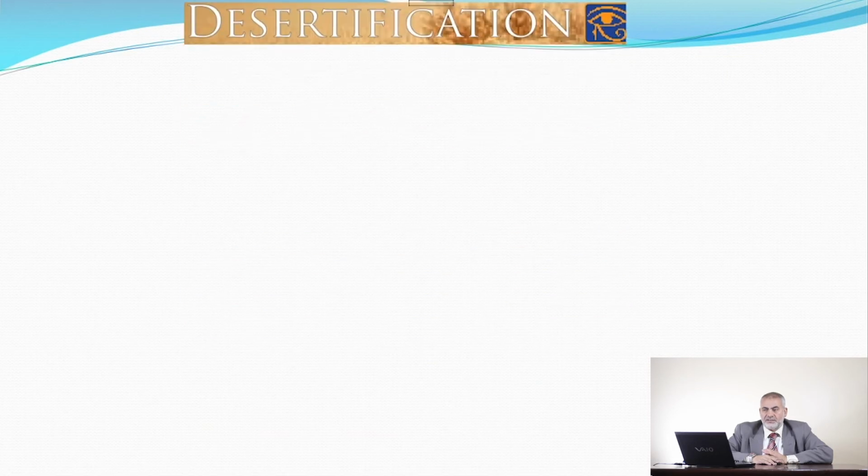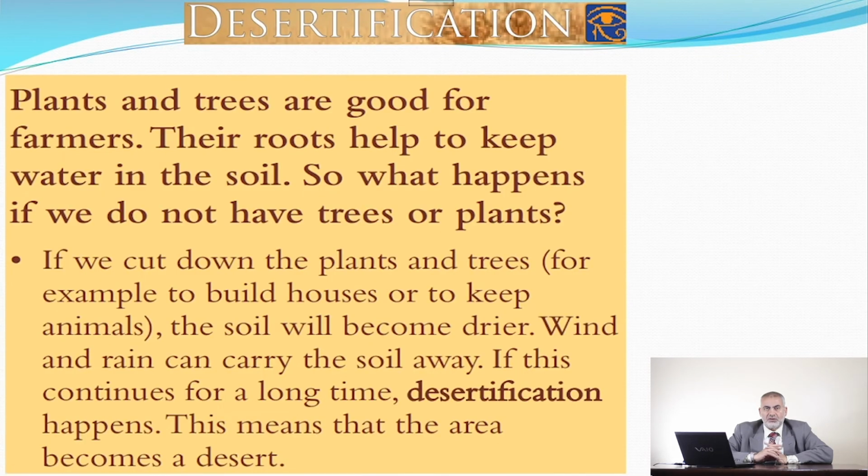Desertification. What is desertification? Plants and trees are good for farmers. Their roots help to keep water in the soil. So what happens? If we do not have trees or plants, if we remove the trees and plants, for example to build houses or to keep animals, the soil will become drier.